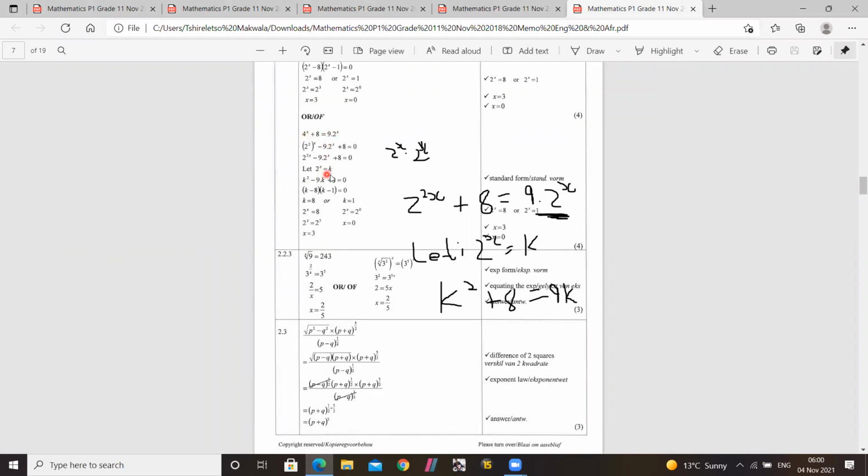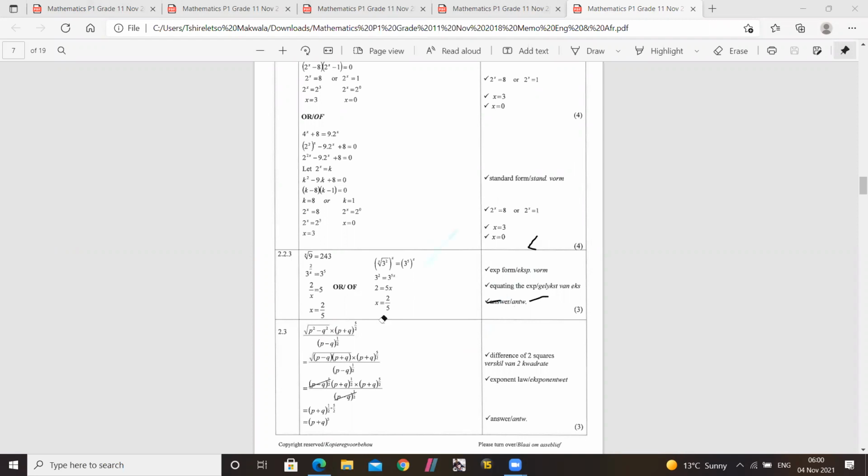So you let 2 to the power of x equal to k. Then you solve for k. So you get k is equal to 8 or k is equal to 1. Then k is equal to 2 to the power of x. These are now easy, so you can work with them. Then you get your two answers. That's how they got those answers there. So that's the second type of let question you can get.